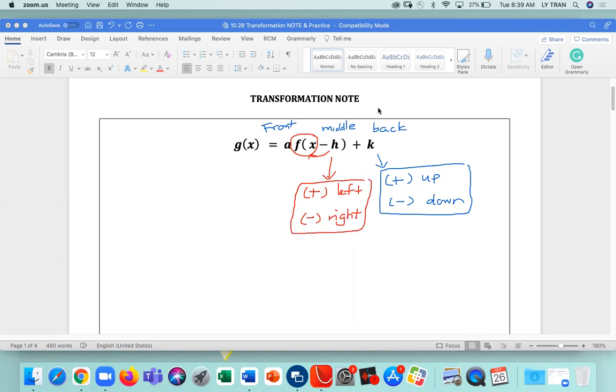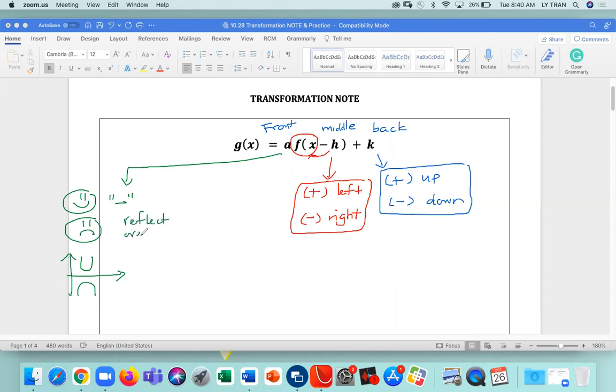And then we have A. There are three things going to happen with the letter A. First thing first, if the function starts out with a negative, that means it's going to be a sad face. When you see a positive, it's a happy face. So think about the graph. Sometimes it opens up, sometimes it opens down. But in transformation, we call this a reflection. So we call it reflect over the x-axis. Okay, that's one of them.